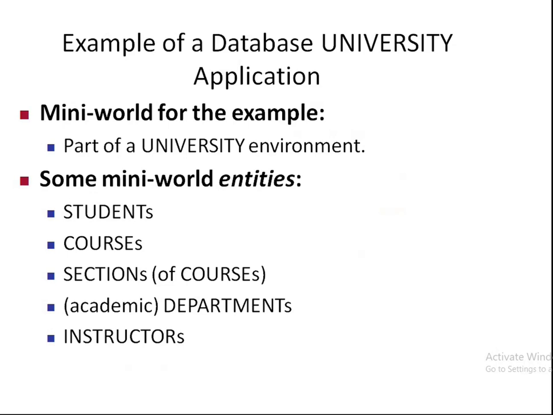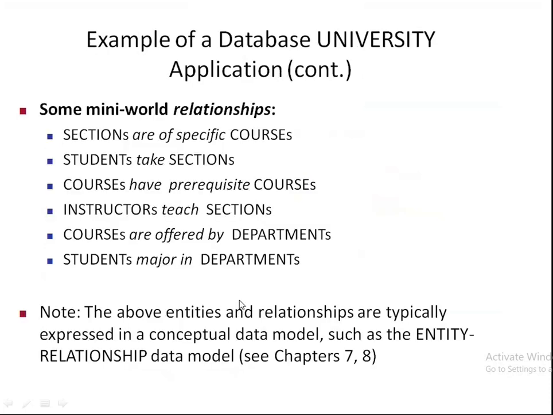This is the characteristics of the database approach. Before going to the characteristics, we'll have a look at a sample database, how it looks for a university. Here the university database includes different entities like students, courses, sections, departments and instructors. These are the different entities through which we are going to maintain the database.